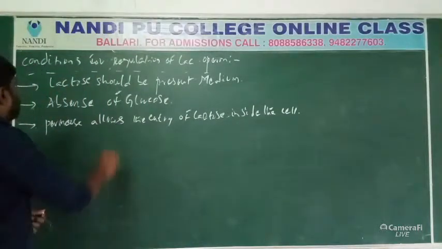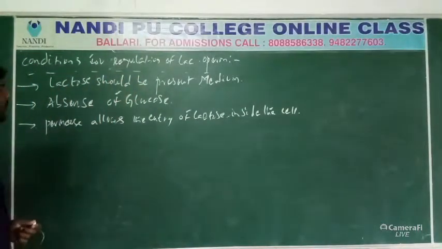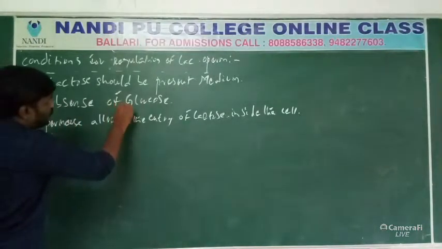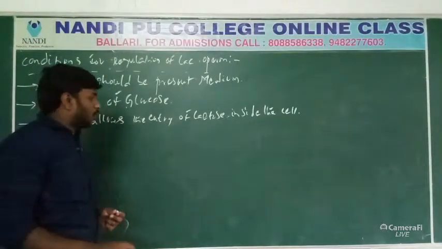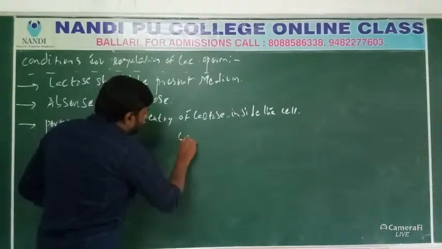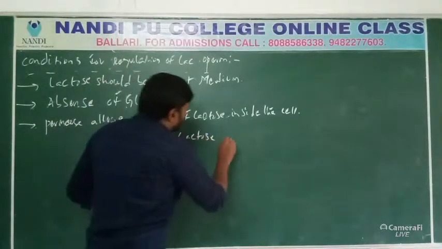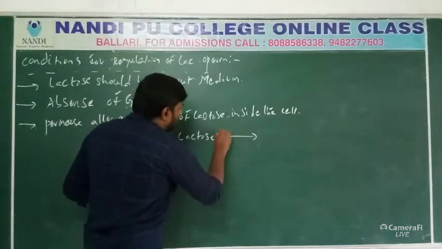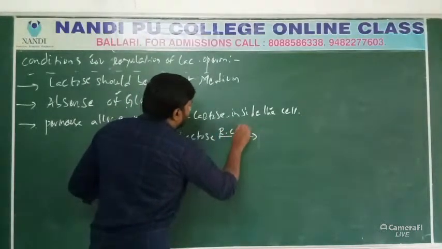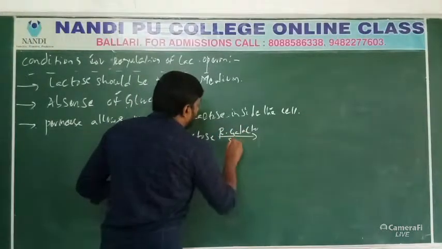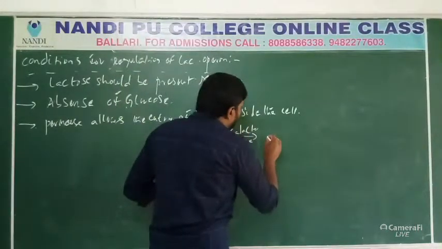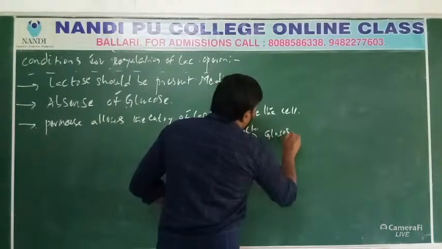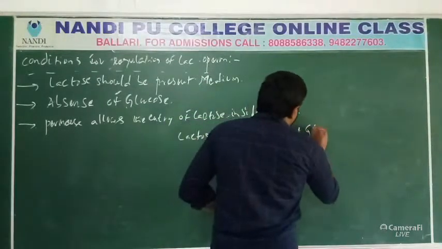So first of all, lactose should be present in the medium. And then another one is there should be an absence of glucose. Why should glucose be absent here? During the lac operon, children, what happens? The lactose will be broken down in the presence of the beta galactosidase enzyme. What is the name of the enzyme? Beta galactosidase enzyme. So by that, lactose will be converted into glucose and galactose.